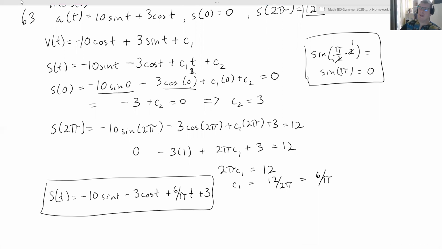Folks, here's the deal. Get 4.9 done tonight. It's going to come in extremely handy, just practicing your antiderivatives, because legitimately tomorrow we're going to do the definite integral. And when we do the definite integral, you're going to use the antiderivatives. So get some practice tonight. Don't fall behind.